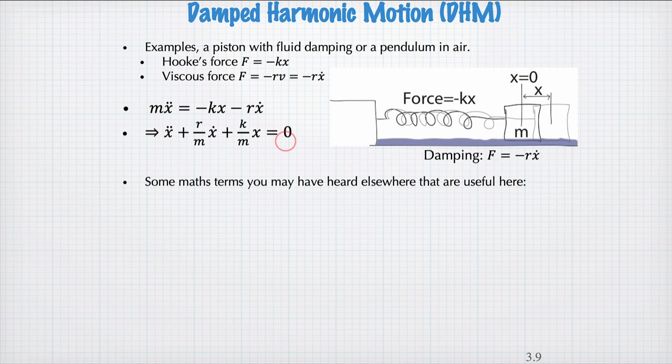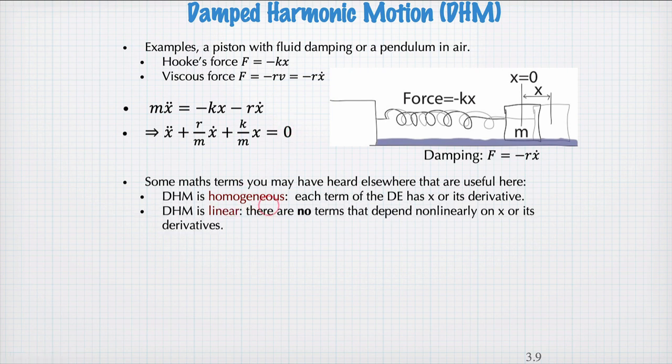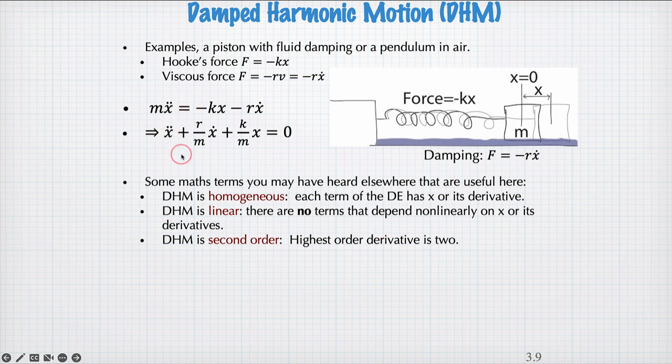And there are some maths terms that you may have heard elsewhere that we should just mention here to put them all in context. So this damped harmonic motion equation is homogeneous, so that each term of the differential equation has x or one of its derivatives in it, and there's no term that does not depend on x. It's linear. There are no terms that depend non-linearly on x or any of its derivatives, so there's no x squared or anything like that. It's a second order equation, so the highest order derivative is 2. There it is, the second derivative. If there were a triple dot on here, it would be a third order equation, but this is a second order equation.